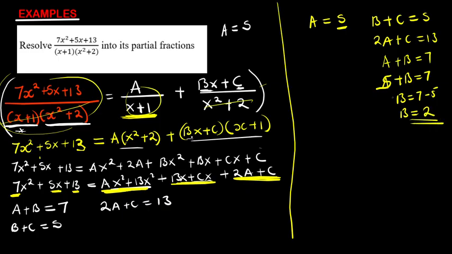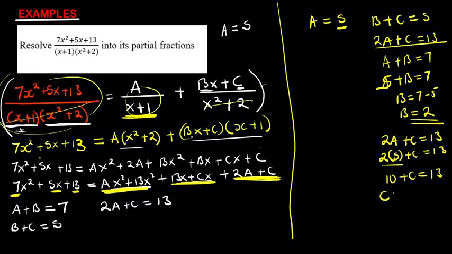Then from there, I'll also find the value of c. How do I find the value of c? 2a plus c is equal to 13. Where there's a, I'll put 5, so 5 times 2 plus c equals 13. When I multiply here, I get 10 plus c is equal to 13. So c is equal to 13 minus 10, then c is equal to 3. So I have all the values.